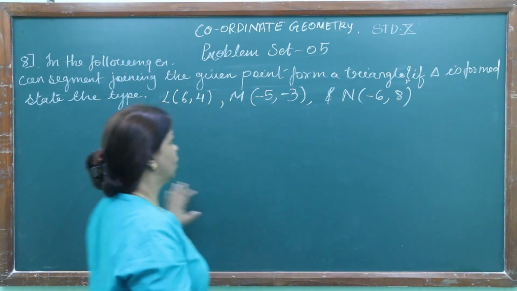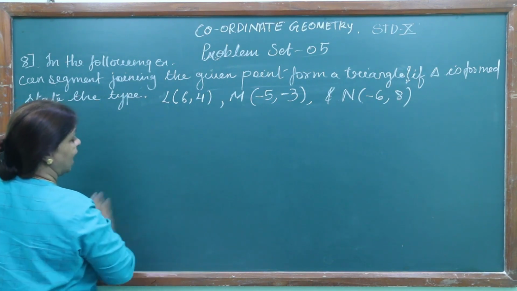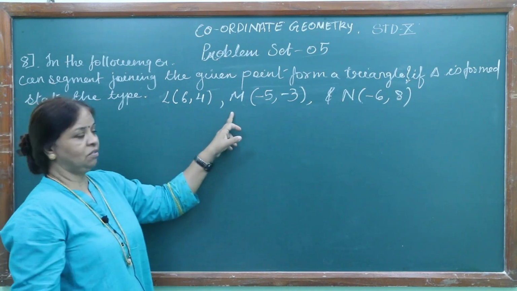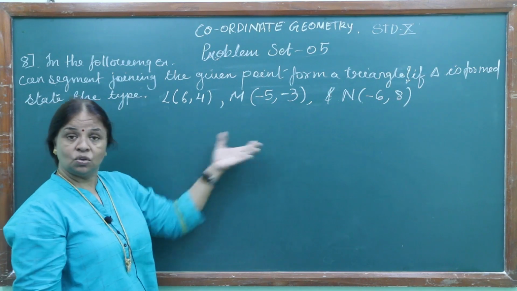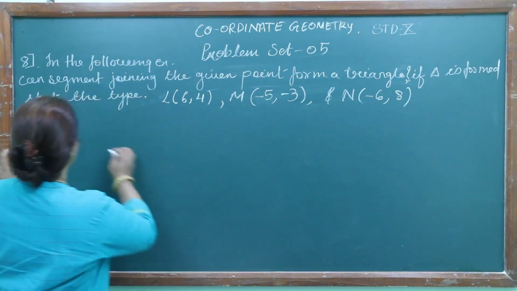Let us see. So if it is asked whether these points can form a triangle, LM we should find out, MN we should find out, LN we should find out. So what formula will we be using here? Distance formula, children. So by distance formula.